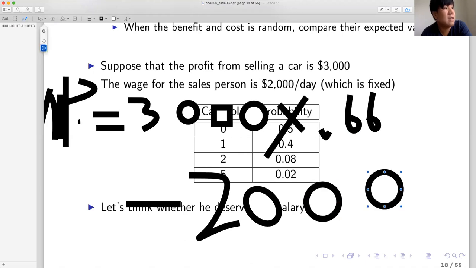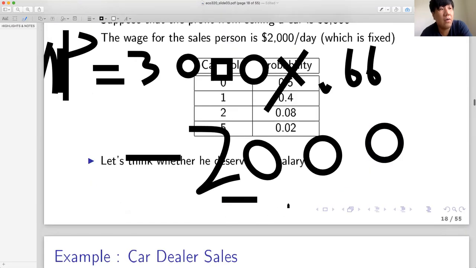So this is net profit, expected net profit per day. So 3,000, which is the profit from selling a car, times your expected number of car sales, which is the average. Expected is again average, is 0.66, minus 2,000. If you do the math, this would be 1980, right? 1980 minus 2,000 is negative 20.